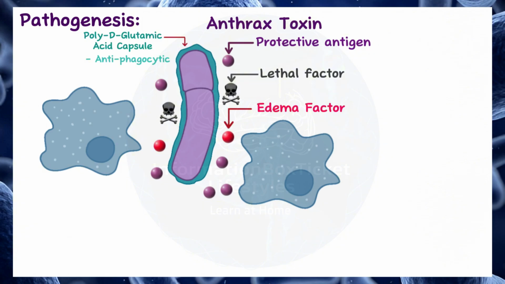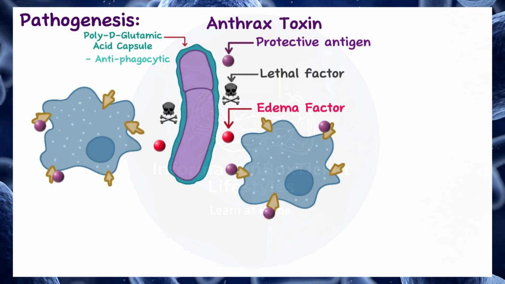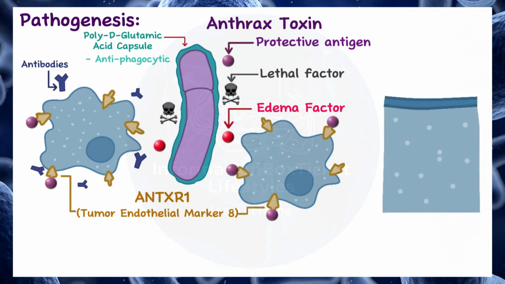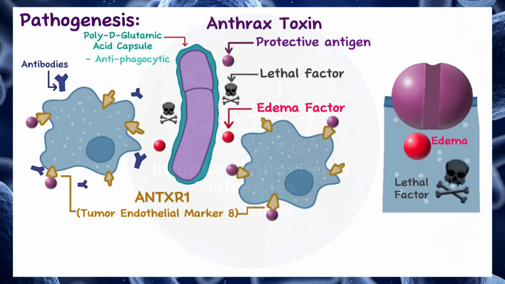Protective antigen is released from the bacteria and binds to immune cells via cell surface proteins known as either ANTXR1 or tumor endothelial marker 8. The name protective antigen reflects its role in immunity. Individuals with antibodies against this protein are considered immune to B. anthracis. Once protective antigen binds to the immune cell, it forms a channel in the cell membrane, allowing the lethal factor and edema factor proteins to enter the intracellular space.